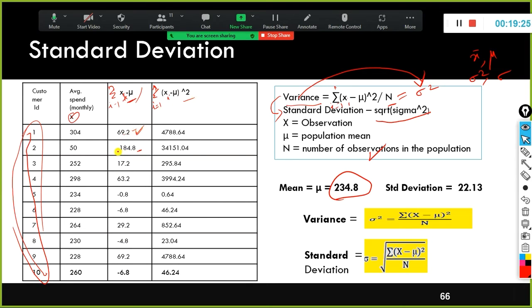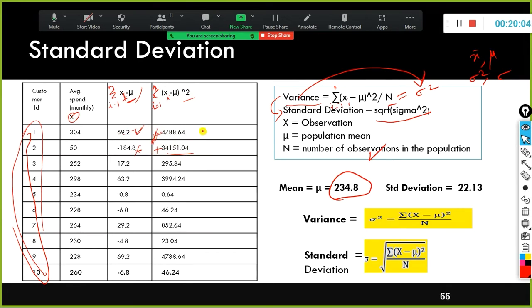If you square it, what will happen? Minus 184.8 into minus 184.8. Minus into minus will become plus, right? And you get this value. So this is how we are going to overcome this issue. I don't want to subtract the plus and minus values. Even if I have negative values, that value should get added instead of subtracting. So the only way out is to square the value. Minus into minus becomes plus, and plus into plus is obviously plus only. We studied this in school time, right?